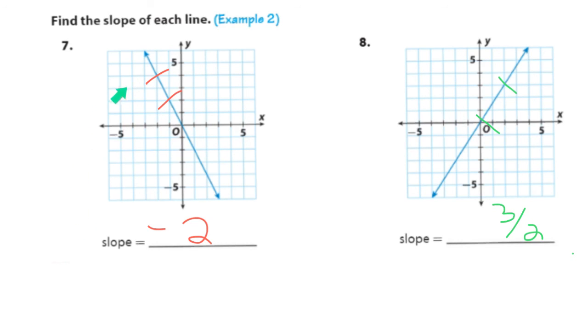Okay, so as you can see, I use these 2 points. My rise is 2, my run is 1. It's a negative slope. And I use these 2 points. My rise is 3, my run is 2.